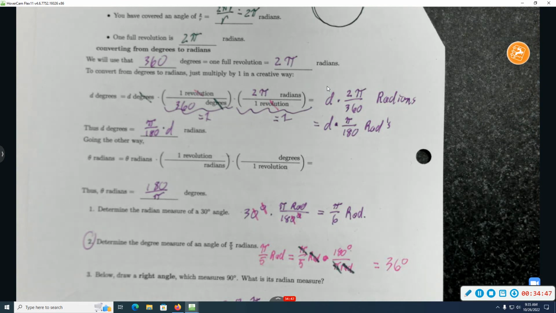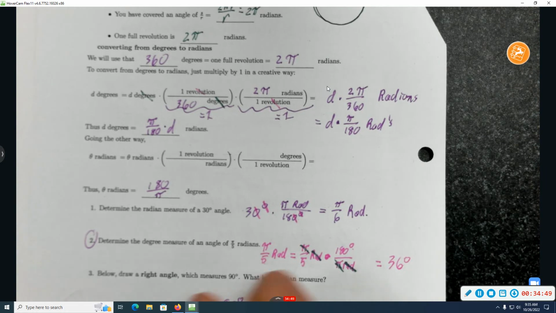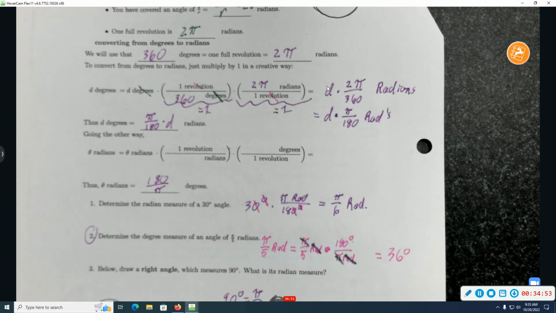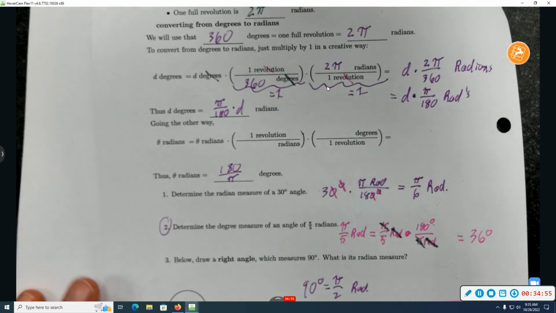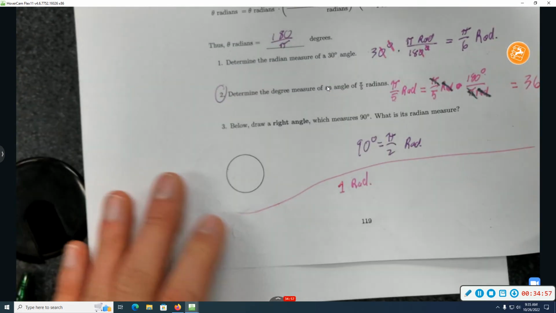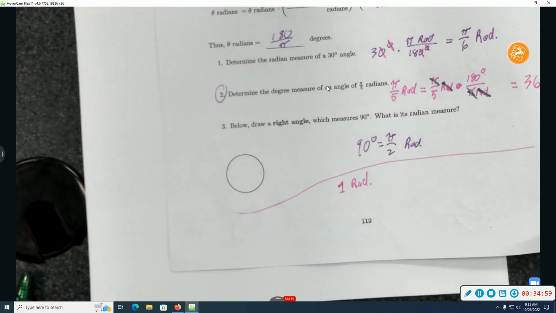Nice. Maybe let's play one last game. There's an angle of 1 radian on the previous page. Let's try to convert 1 radian into degrees. So if you want to convert that into degrees, what do you need to do?